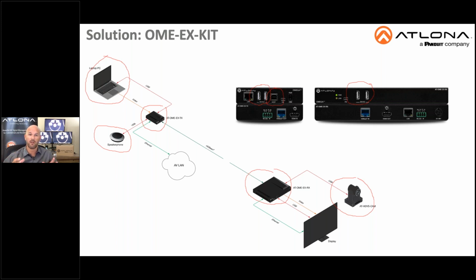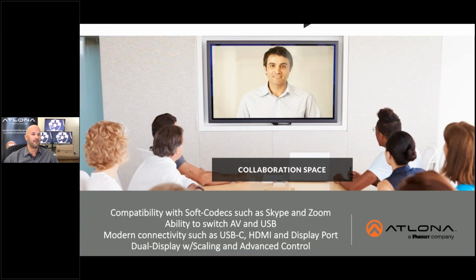So for those smaller huddle space or huddle room meeting applications, you've got a nice low cost but powerful solution for AV with access to those USB peripherals in there using the Omega extender kit. All right, let's take a look at another example here.